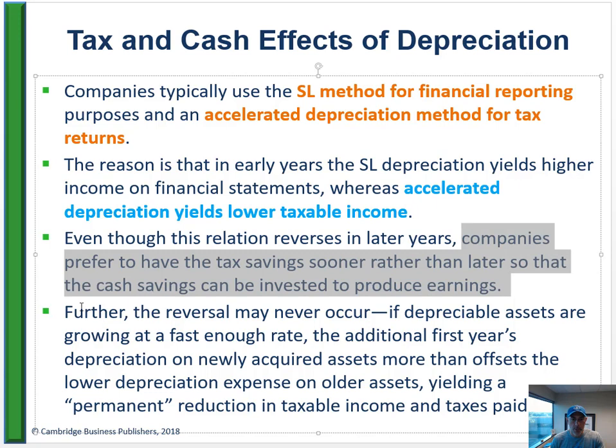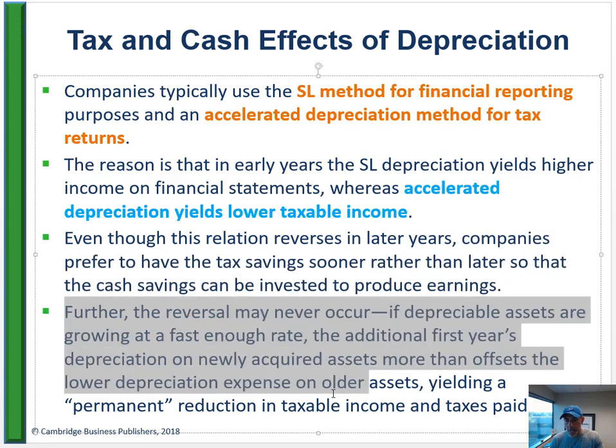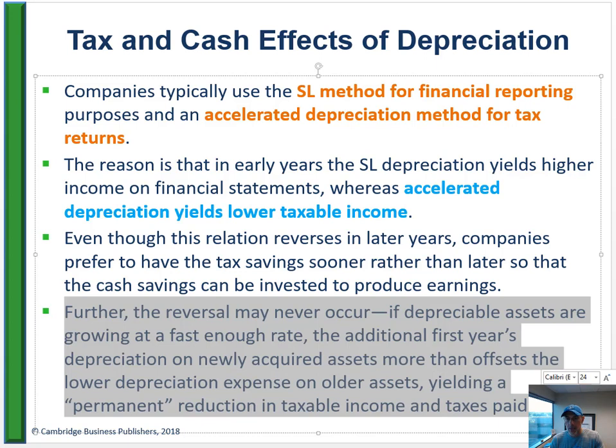What I'm going to refer to as a more advanced understanding of the accounting and the business model is down here in point number 4, and this one is advanced. Let's just read it here. It says, further, the reversal may never occur if depreciable assets are growing at a fast enough rate. The additional first year's depreciation on newly acquired assets more than offsets the lower depreciation expense on older assets, yielding a permanent reduction in taxable income and taxes paid.